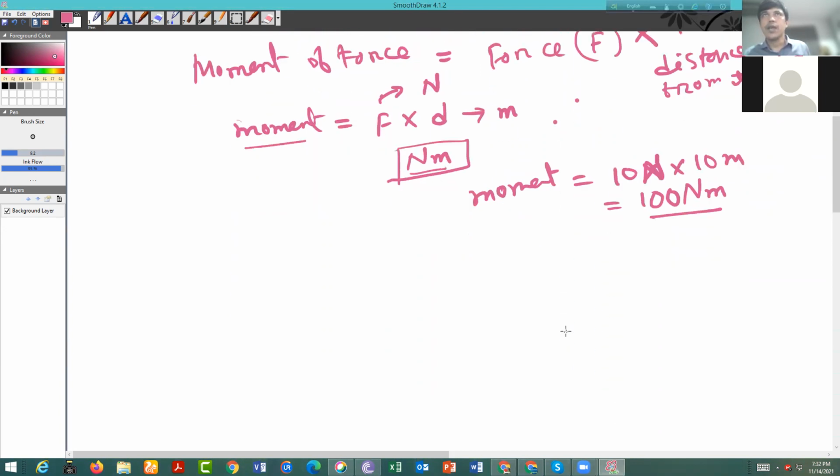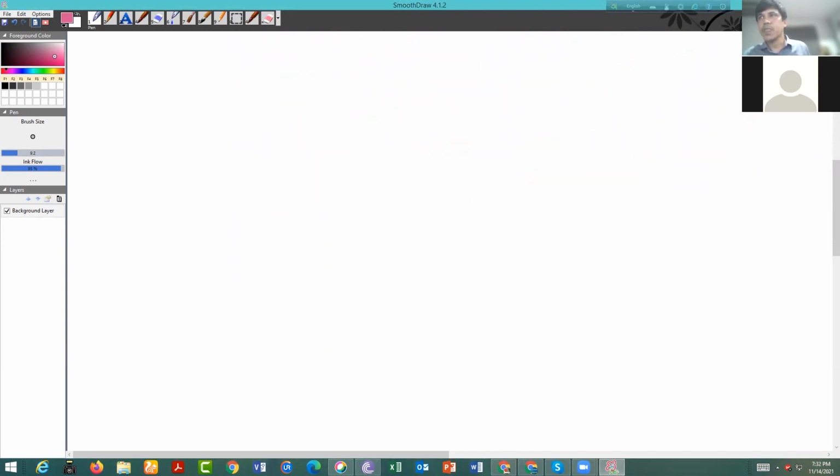Now let's check some questions. A force of 15 Newton is applied to a door handle 12 centimeter from the hinge. Calculate the moment of force.